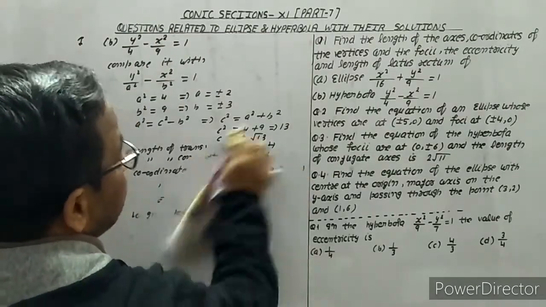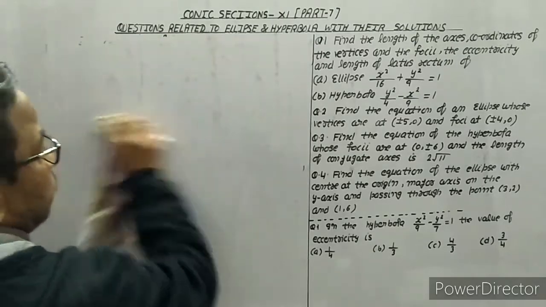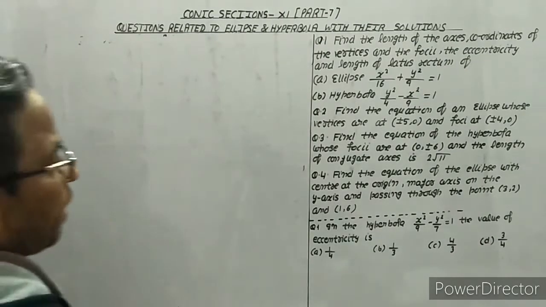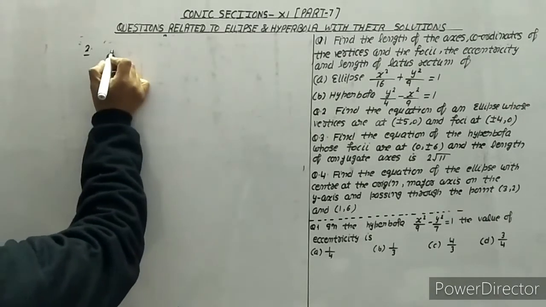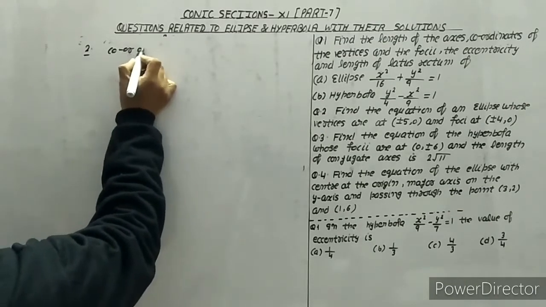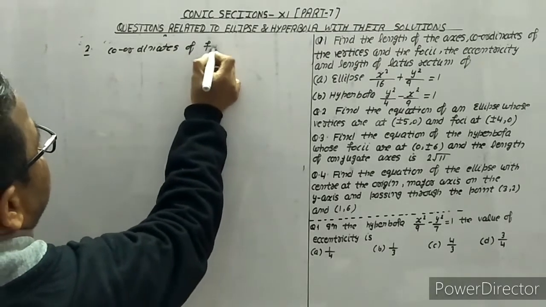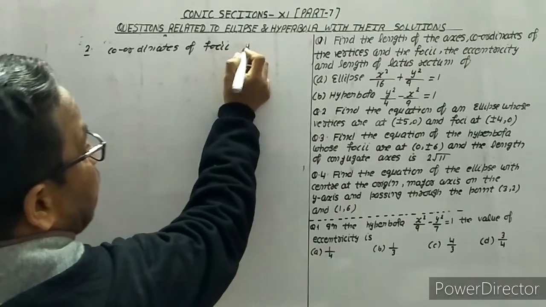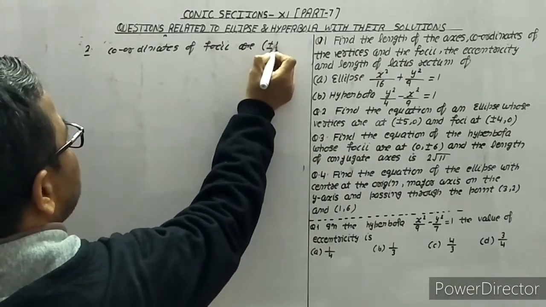Now look at this thing. Question number 2. Find the equation of the ellipse whose vertices are at ±5,0 and foci at ±4,0. Now you will say, what are the coordinates of foci? The coordinates of foci are ±4,0.